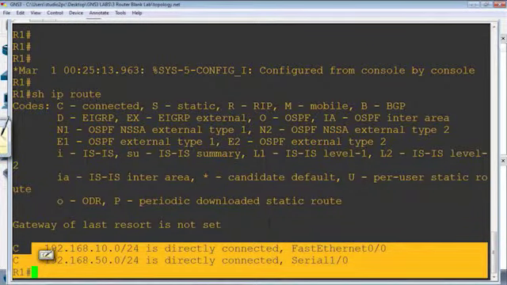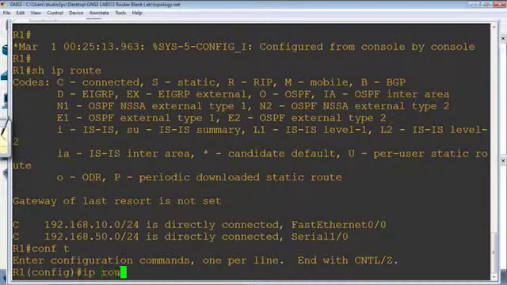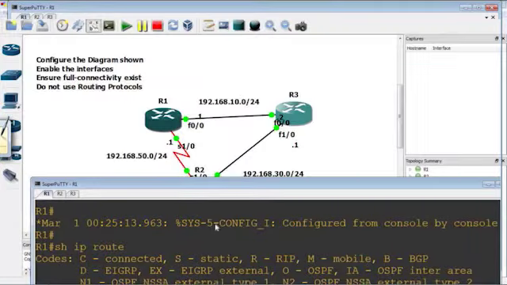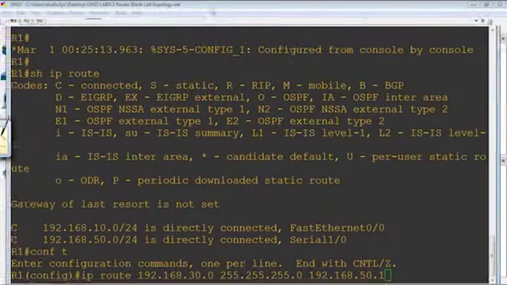So I'm going to do config T, and I'm going to do IP route, and now we got to put in the network address, right? 192.168.30.0, 255.255.255.0 through the 192.168.50.1. I believe router 2 was 50 on that segment. Yep. Oh, sorry, 50.2.